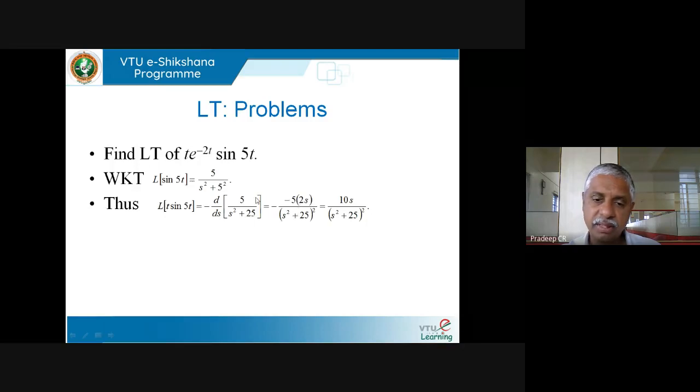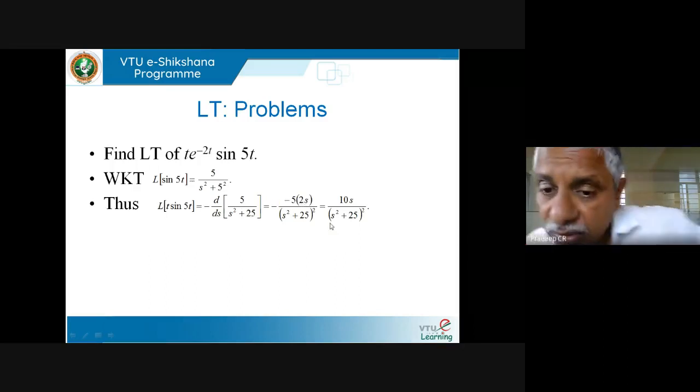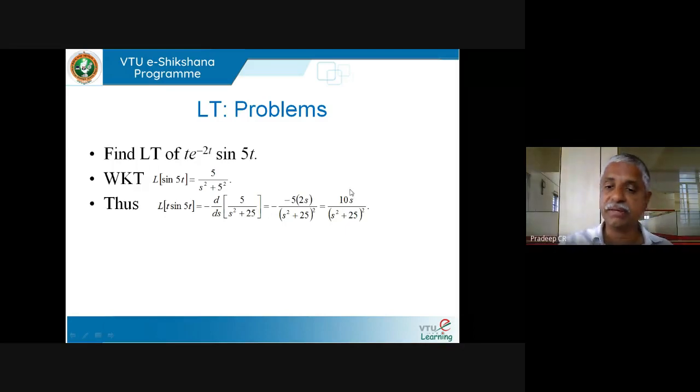In the numerator, I'll get the denominator times the derivative of the numerator, which is 0, so I won't write that. Minus the numerator times the derivative of the denominator, which I've written as 2s: 5 times 2s. That's minus 10s, but there's one minus outside, so it becomes 10s. So I think I've done it correctly. So 10s by (s squared plus 25) whole squared. That is the Laplace of t sine 5t.